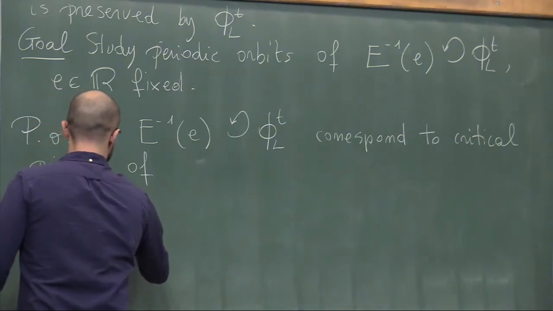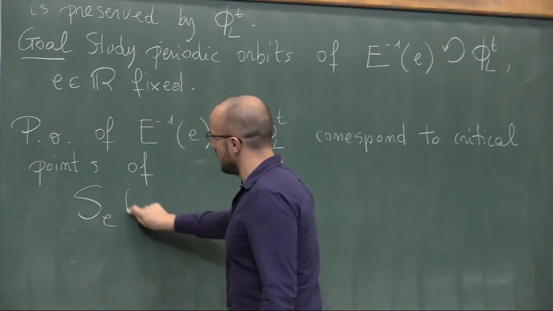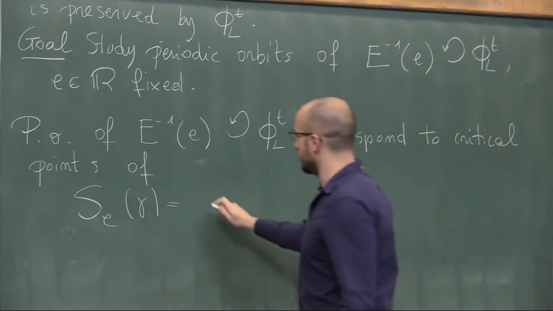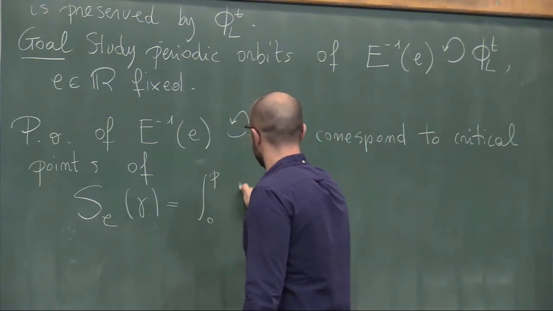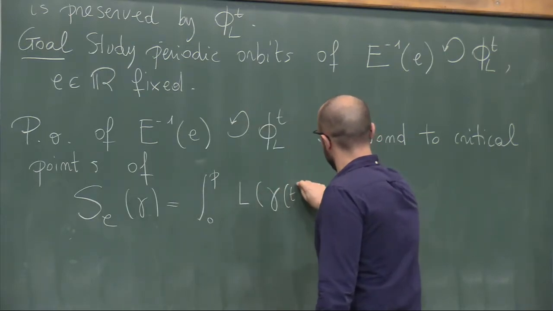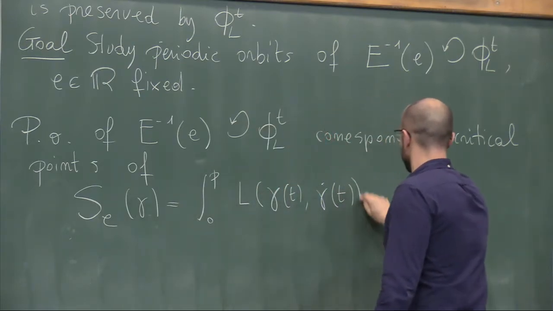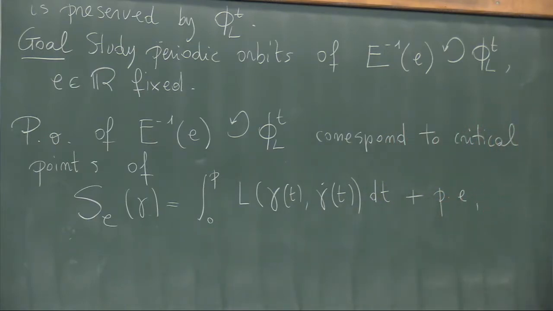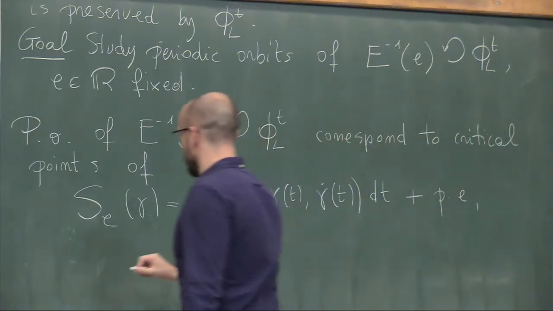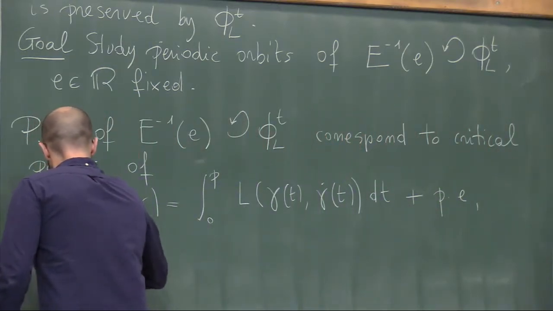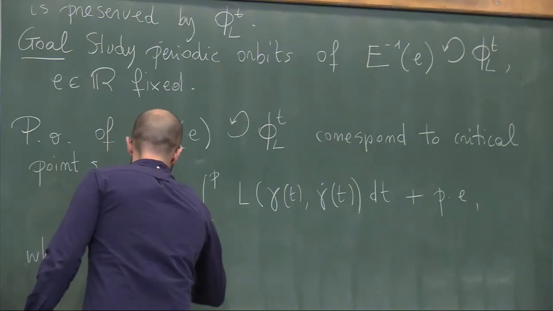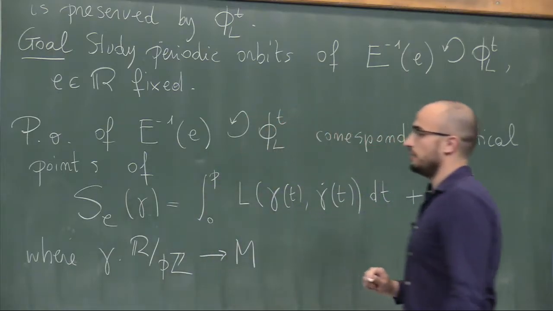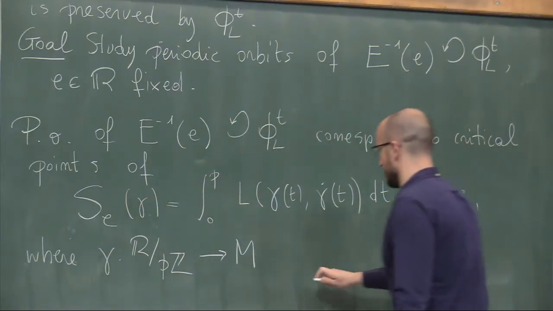Let's call it S sub e of gamma, of a curve gamma. It is just the integral from 0 to P of the Lagrangian, and then we add P times e, where P is the period of the loop gamma. The regularity of gamma will not really be important in this talk, but you can think that gamma is an absolutely continuous curve.